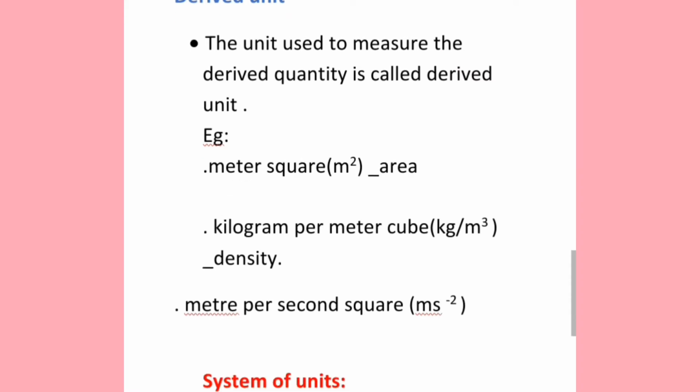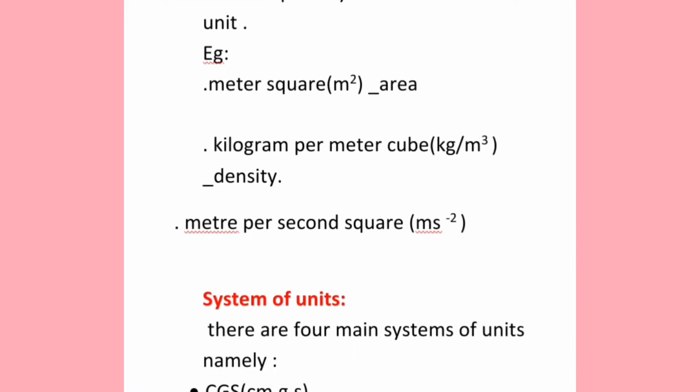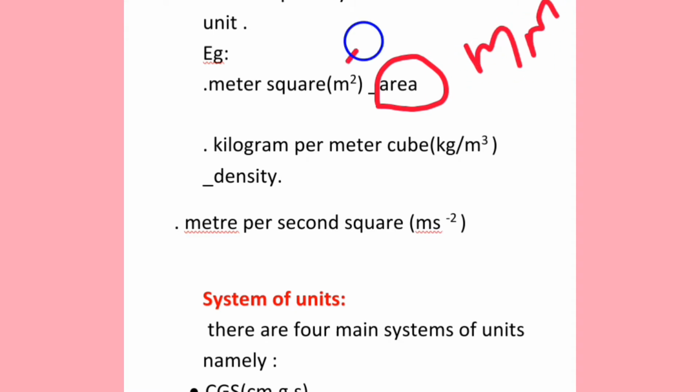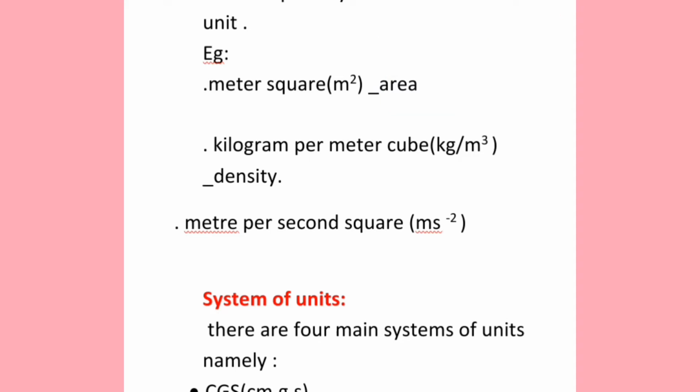For example, the unit of area: how do you measure area? Meter into meter, that gives us meter square. Meter square is the unit of area. So it is a multiplication of two fundamental units. It could be of the same fundamental unit or of different fundamental units, right?